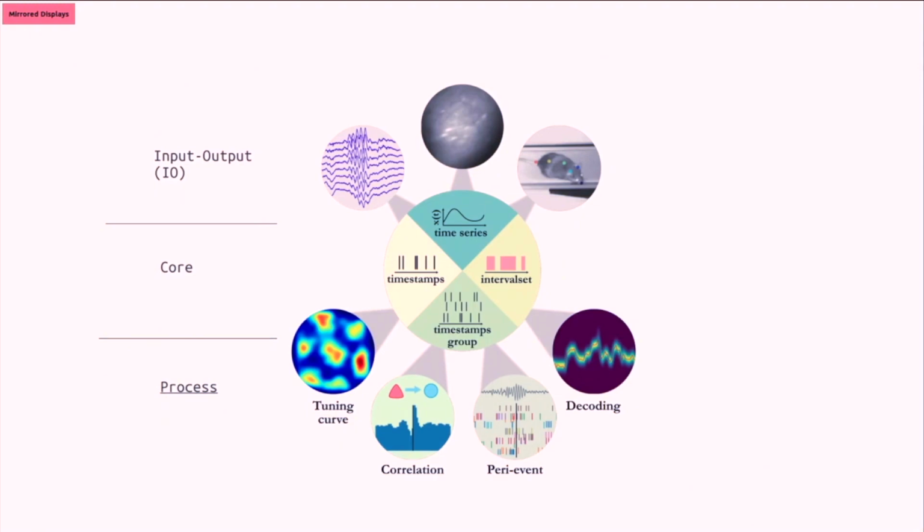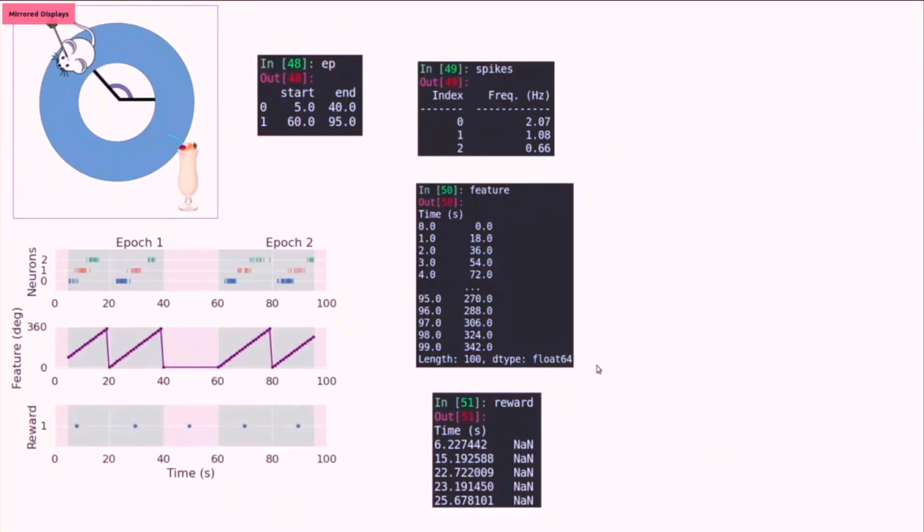We stopped at 4 different categories of analysis, once you have loaded your data: tuning curve, correlation, perievent, and decoding. I will showcase this with a toy example. Imagine that you have recorded a mouse moving on a ring here. You record the position of the mouse as an angle. You have a probe here, so you record some spikes. You have some reward. So the data might appear like this, where you have, for example, 3 neurons. Those are the spike times of the 3 neurons. There are 2 epochs here, okay? And this is the position of the mouse in the environment, and those are the reward times, okay?